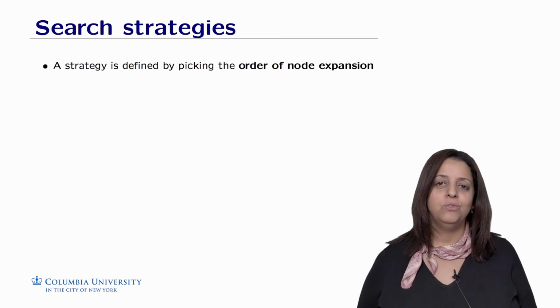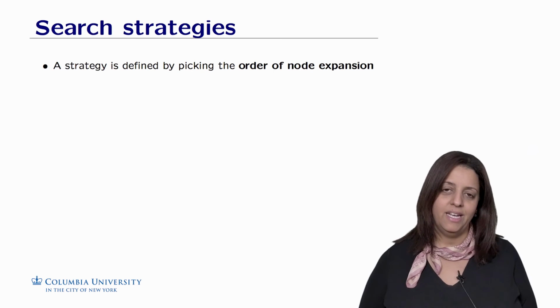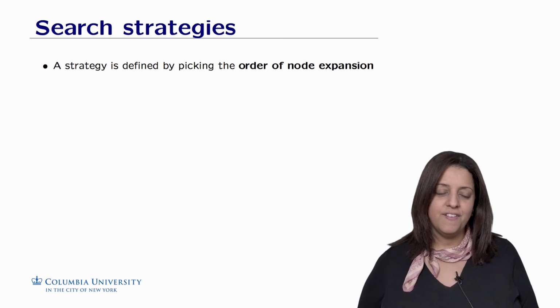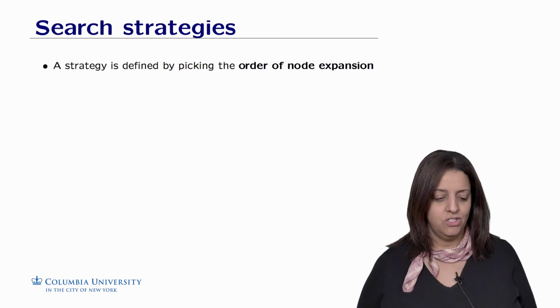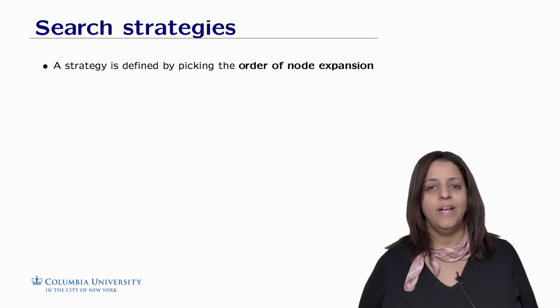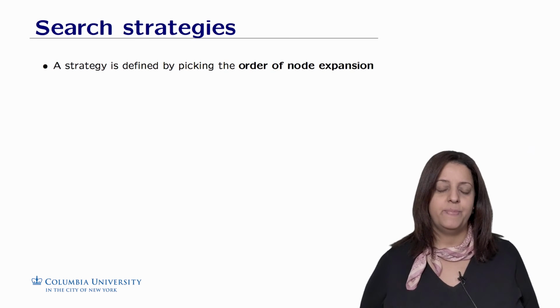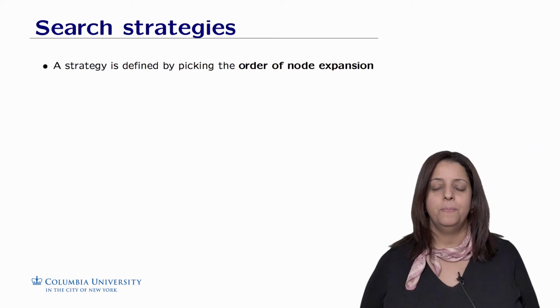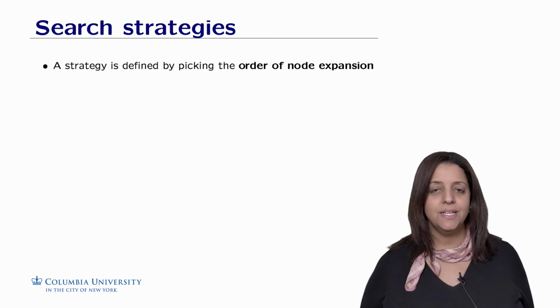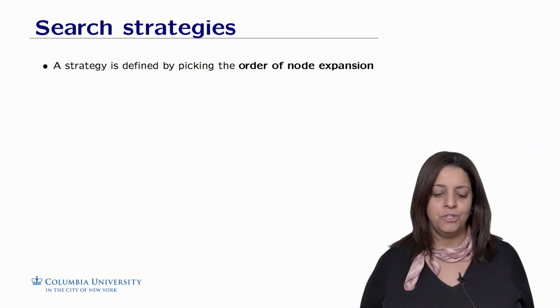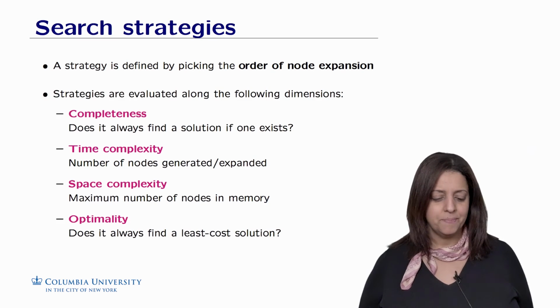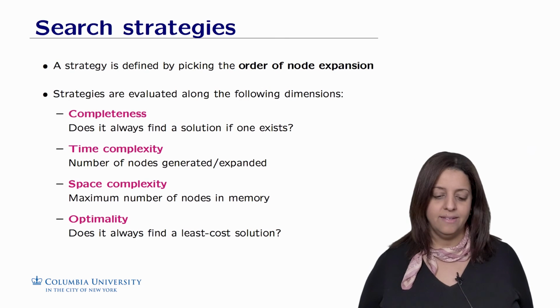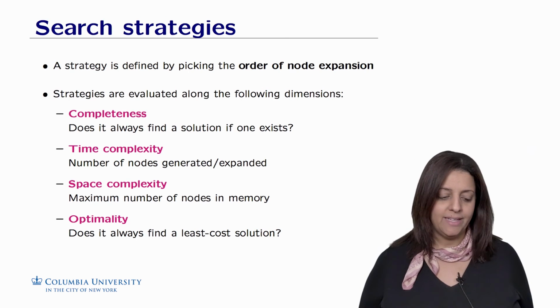So now that we know how to define a tree search and how to be careful about not making loops, we also need to define what we call a search strategy, which is a way to pick the order of node expansion. We know that there is a fringe, and there are nodes waiting on the waiting list to be explored. The way we pick those nodes is called the order of node expansion, and there are different dimensions along which to evaluate our strategy.